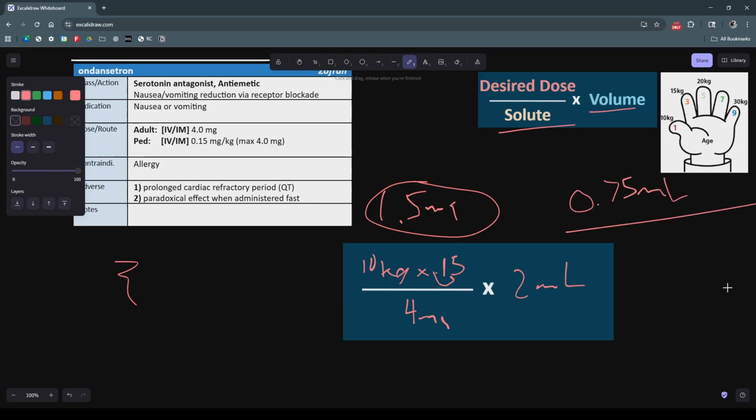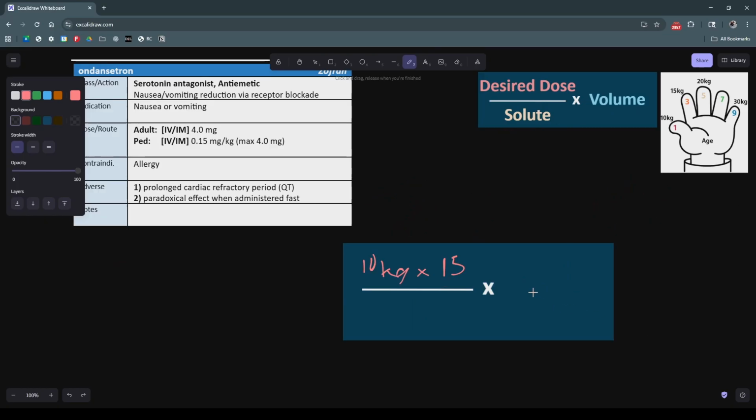0.75 milliliters. Fantastic. Then I go back through, and I'm like, all right, let's do a 3-year-old. That's 15 kilograms. So 0.15 milligrams times 15 kilograms turns out to 2.25, divided by the 4 solute and the 2 milliliter volume. So 2.25 divided by 4 times 2 turns out to 1.125. You just keep doing that over and over, and then you're like, all right, well, let's grab a different drug.